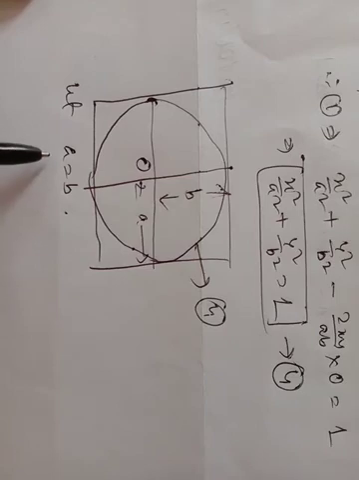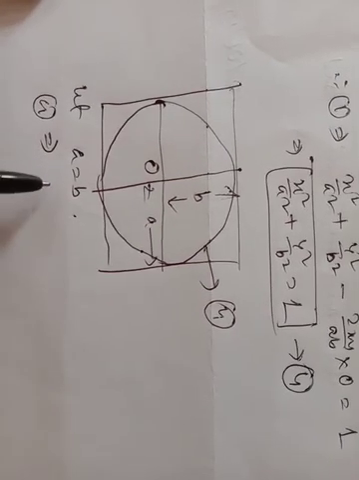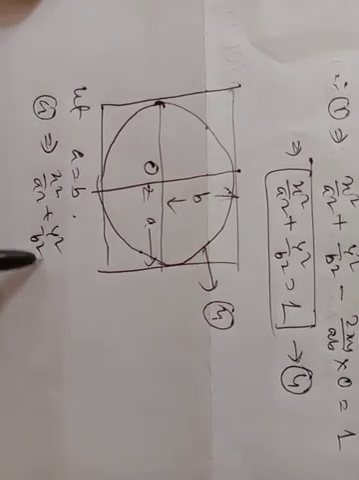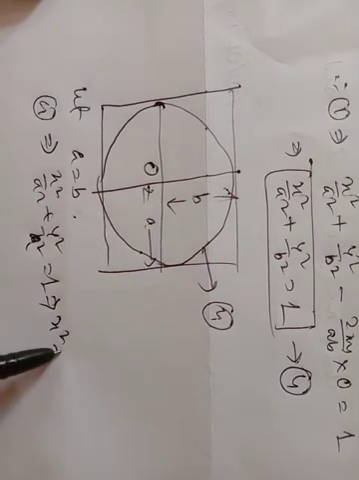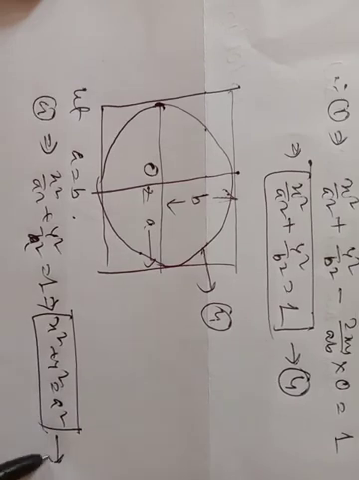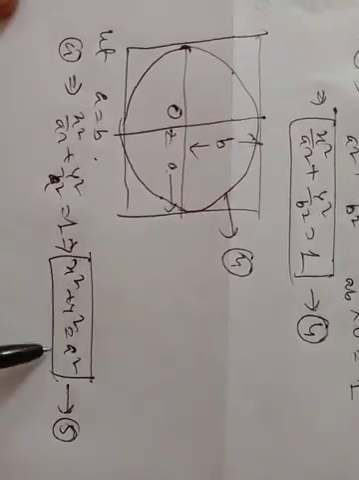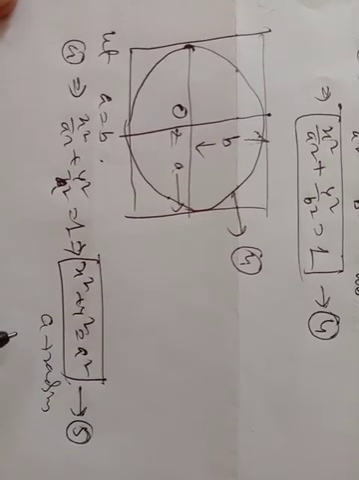Now let A is equal to B. Then equation 4 reduces to x square by a square plus y square by a square is equal to 1, and this will give you x square plus y square is equal to a square. This is our equation number 5. Equation 5 represents the equation of a circle where a is the radius of the circle.